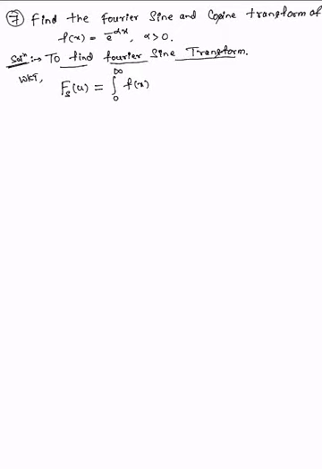Okay, I'll just repeat. Problem number 7. Find the Fourier sine and cosine transform of f of x equals e power minus alpha x, alpha greater than 0. So I have to find sine and cosine transform for this. First, let us find Fourier sine transform.